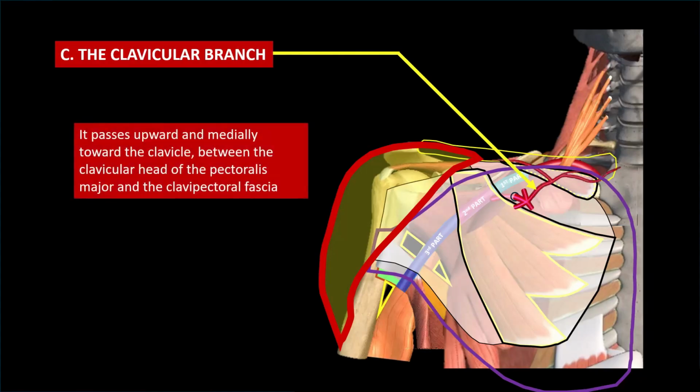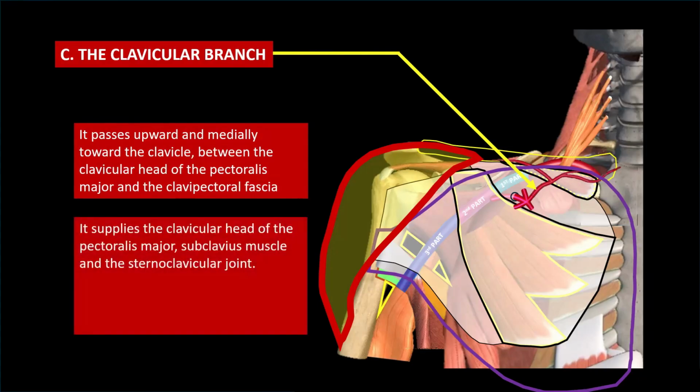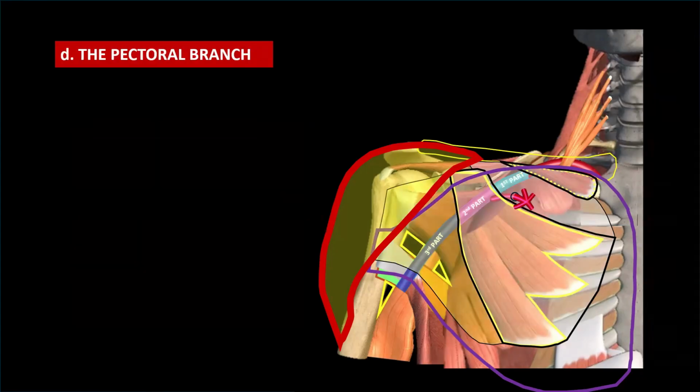It passes upwards and medially towards the clavicle, between the clavicular head of the pectoralis major and the clavipectoral fascia. It supplies the clavicular head of the pectoralis major, the subclavius muscle, and the sternoclavicular joint. Although it is called the clavicular branch, it does not supply the clavicle. D, the pectoral branch.